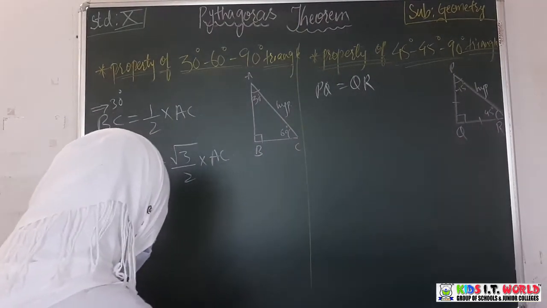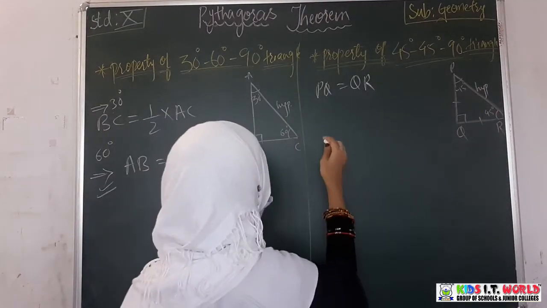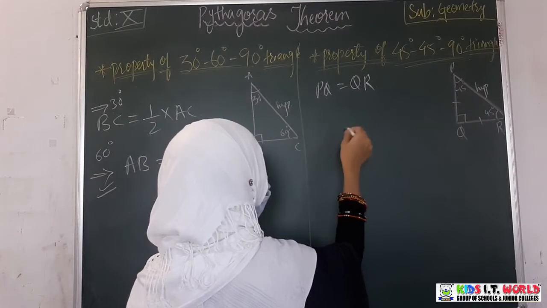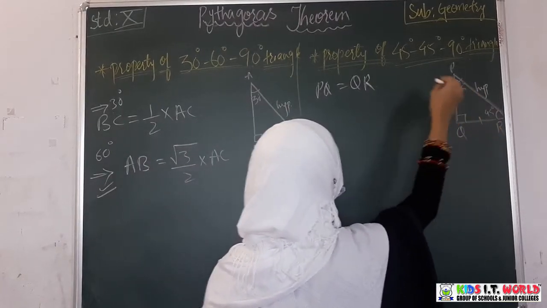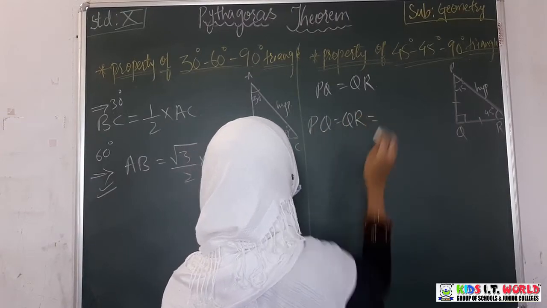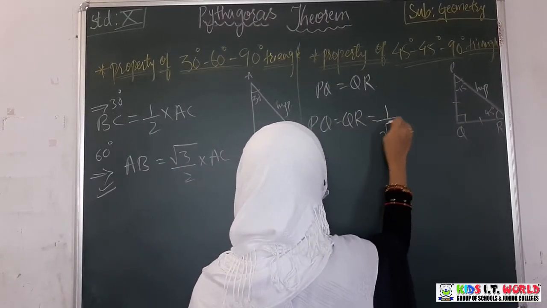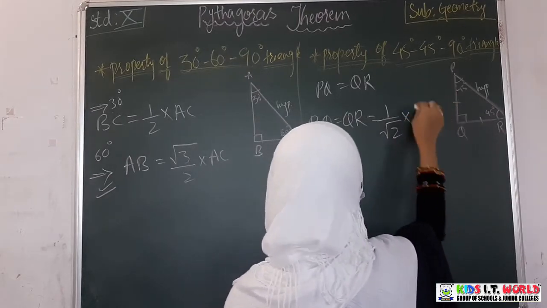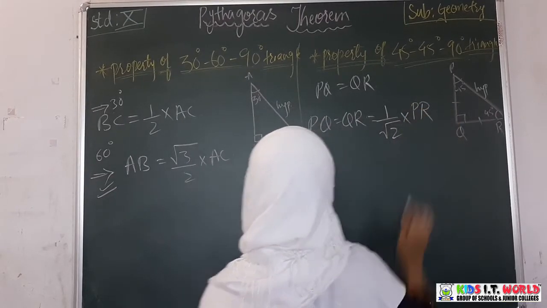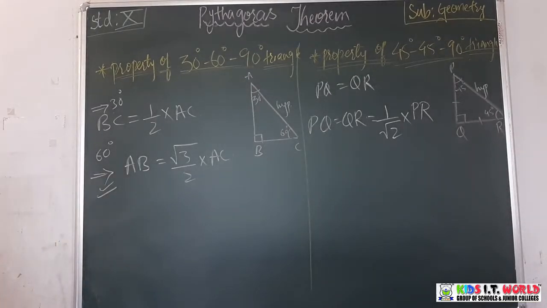The property of 45, 45, 90 states that the side opposite to the 45 degree angle is 1 by root 2 times the hypotenuse. What is opposite to the 45 degree angle? There are two sides, PQ and QR. Both sides opposite the 45 degree angles are 1 by root 2 times the hypotenuse. What is the hypotenuse here? PR. Okay.